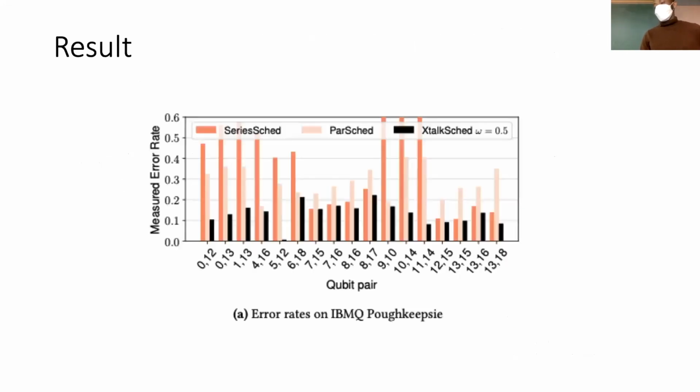This is the result they got through serialized scheduling and parallelized scheduling. The Xtalk scheduling is an intelligent scheduler, or instruction scheduling, that uses both parallel and serial scheduling and gives a better result, as we can see here.